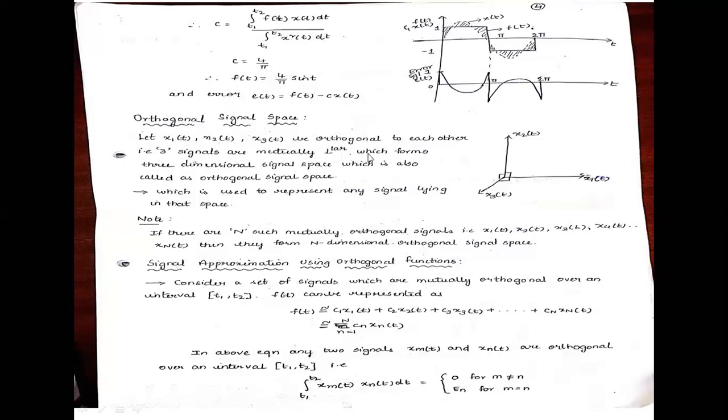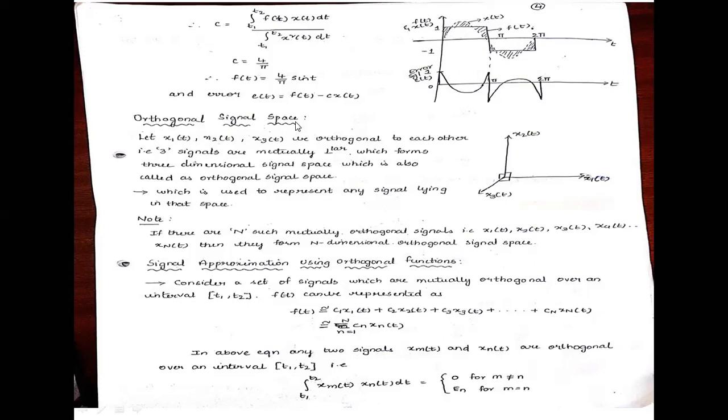Are mutually perpendicular, which forms a three-dimensional signal space. Orthogonality is nothing but being mutually perpendicular. All three are at 90 degrees: 90 degrees between x1 and x2, 90 degrees between x2 and x3, and 90 degrees between x3 and x1 also. When comparing two signals, the angle in between is 90 degrees. All three are mutually perpendicular to each other.